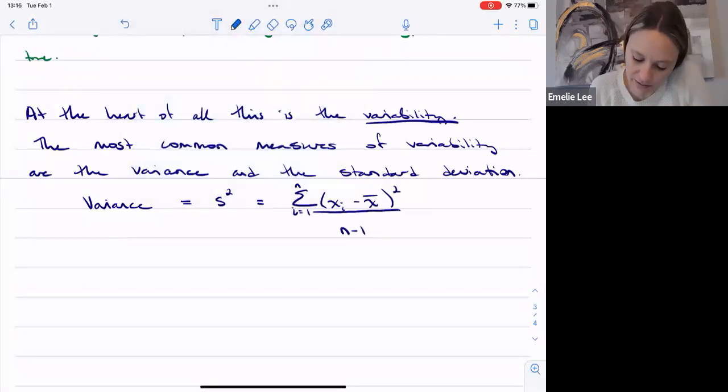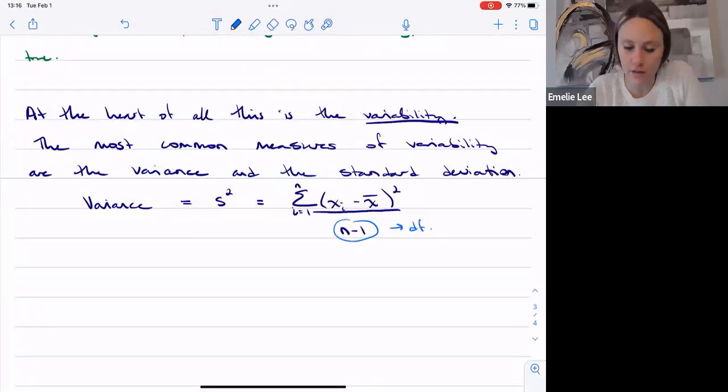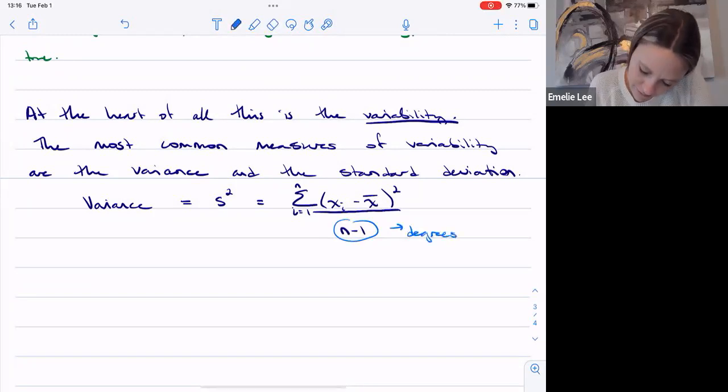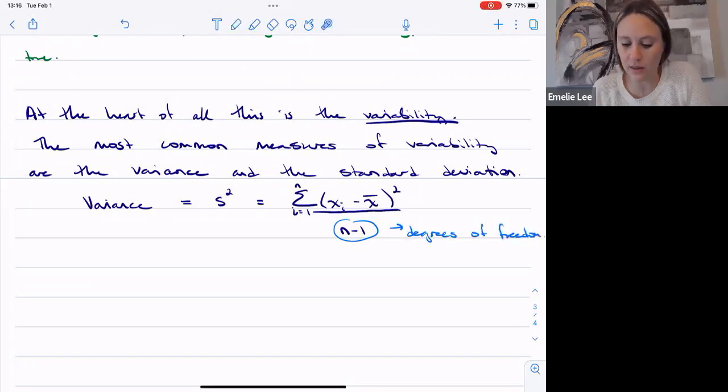I will make a note here that this n minus 1 has to do with the degrees of freedom. Even though you're familiar with the degrees of freedom, it has to do with the fact that we've already estimated x bar. The textbook does have a little summary note on the degrees of freedom, but that's about as far as we're going to consider it. I encourage you to read that, but if it doesn't make sense, it's okay.